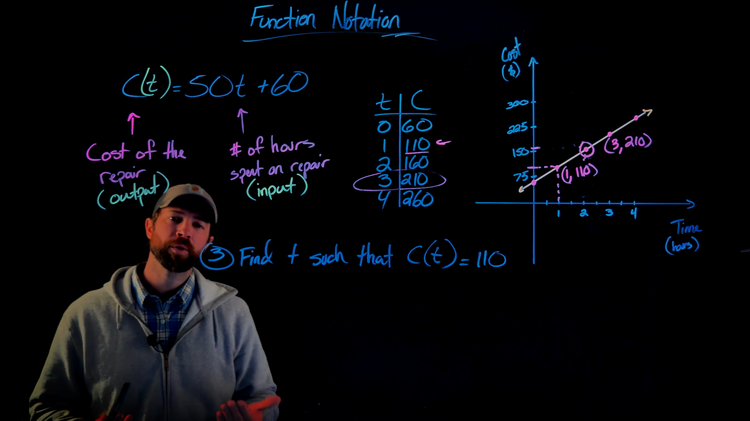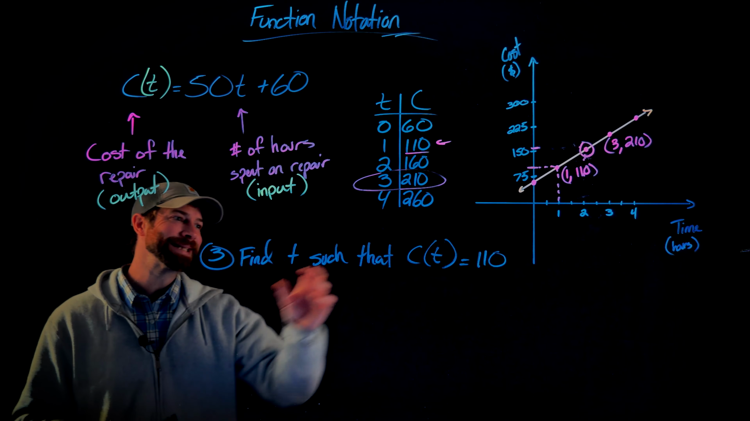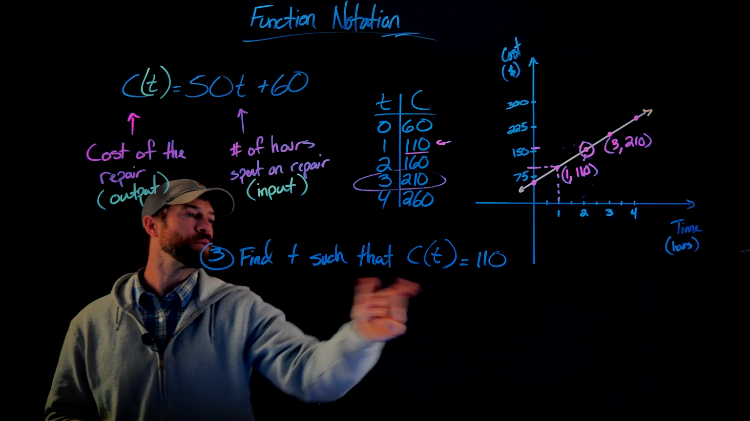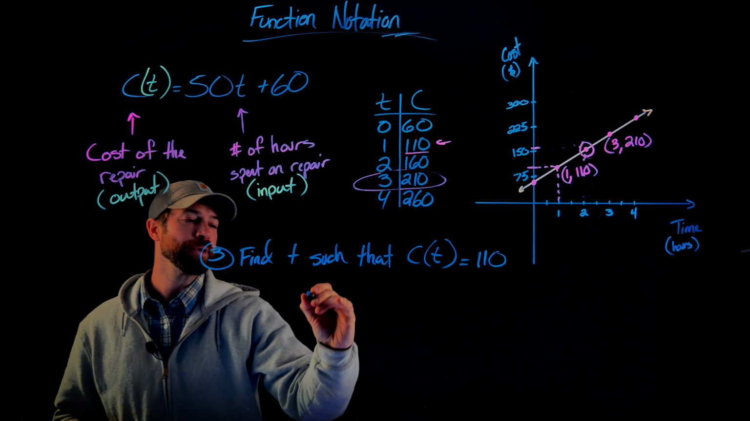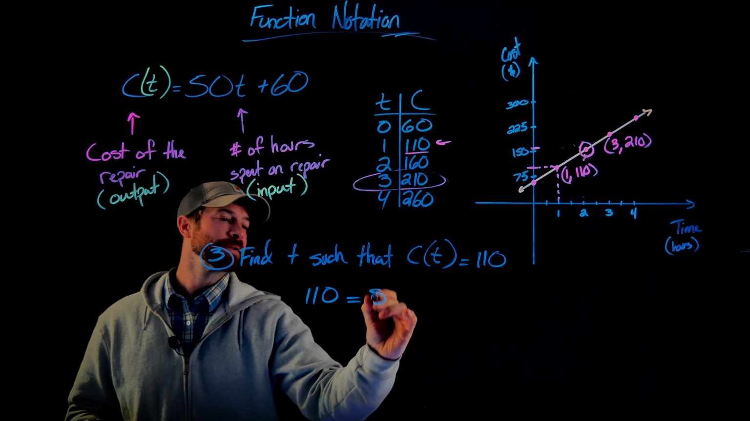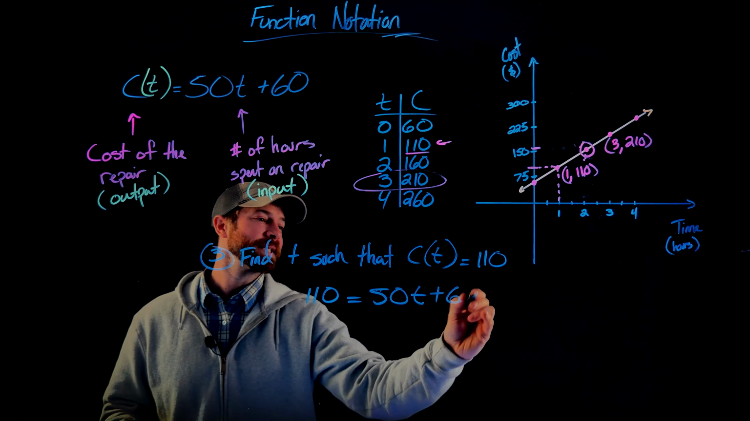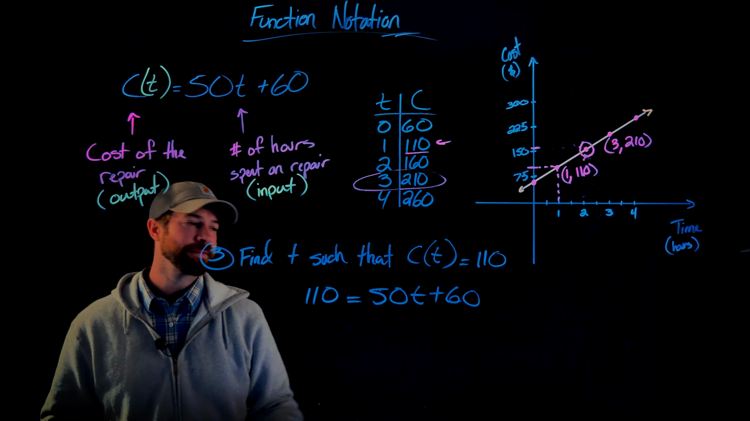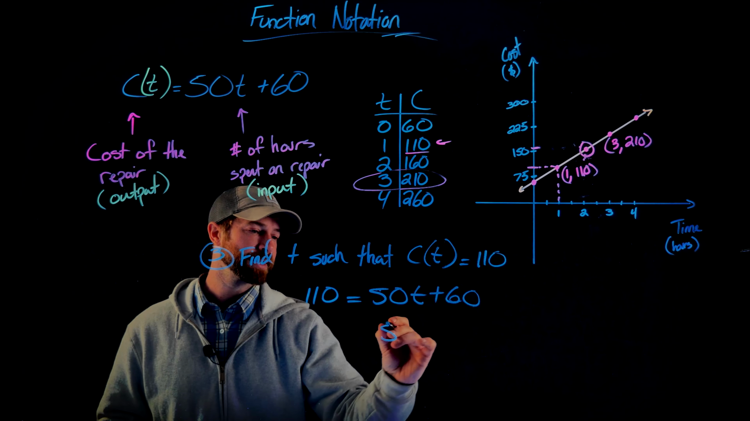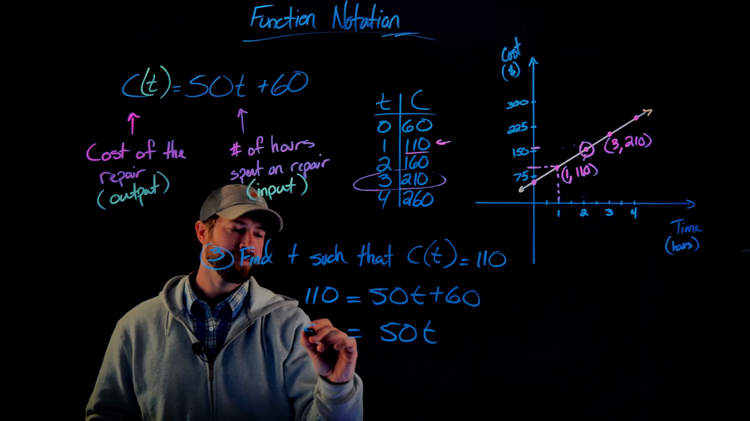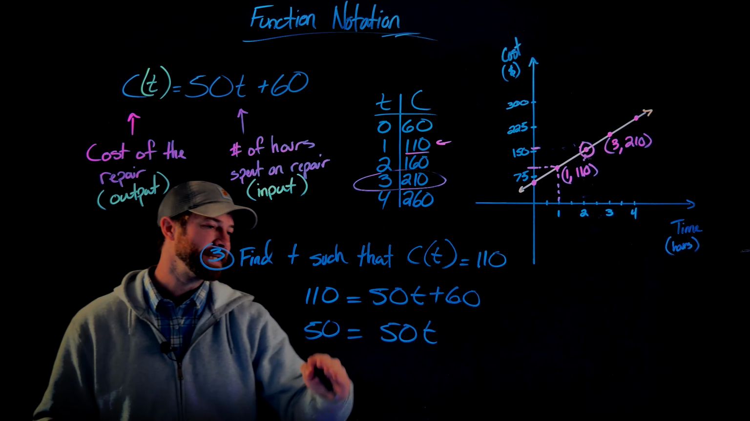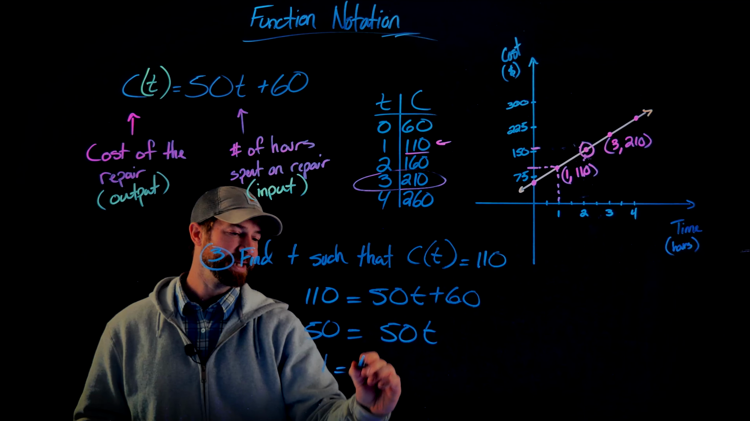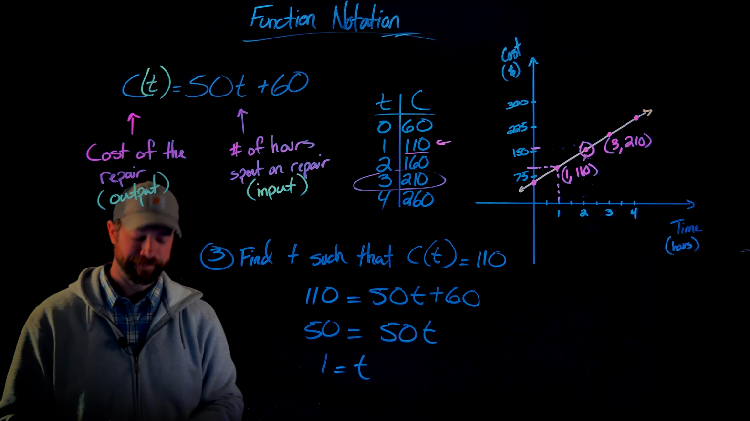Finally, the most common way that you'll solve a question like this is simply set your equation equal to this value, this output of 110 equals 50t plus 60. We're simply going to solve this for t by subtracting 60 from both sides to get 50 equals 50t, divide by 50 to get that t equals 1.